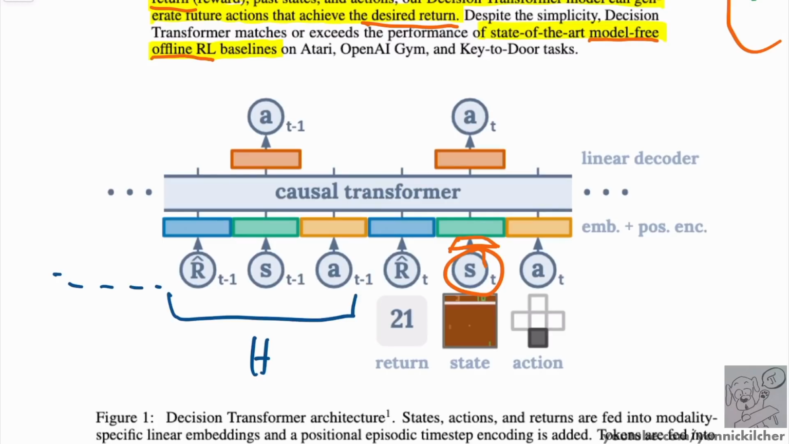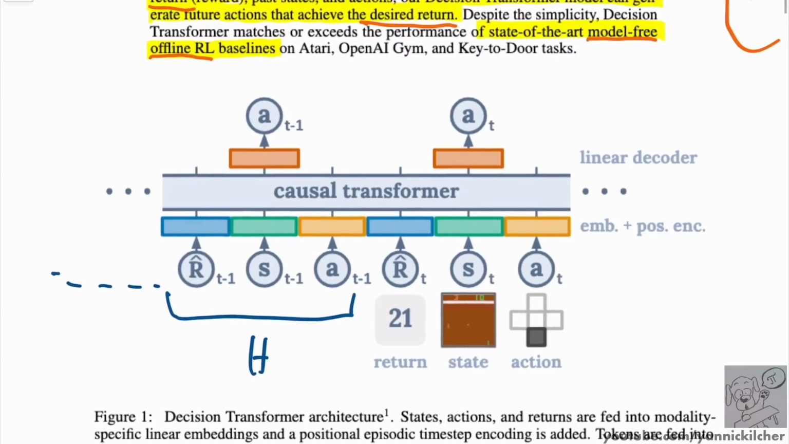Now from this, the classic RL algorithms, they wouldn't have this. From this, they would try to predict an action that maximizes the future reward. What this does differently is they say, instead of giving me an action that maximizes the future reward, I want to tell the system what reward I would like. And then it is actually supposed to give me an action that achieves exactly the reward that I have presented. So I ask it for a reward, and it gives me the action that corresponds to achieving that reward in the future.